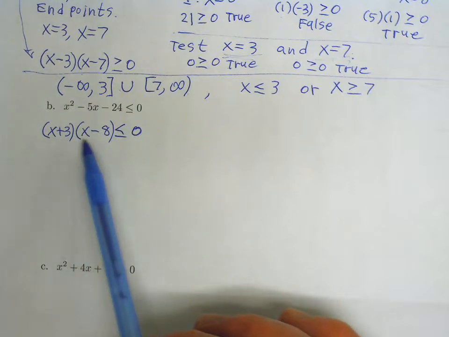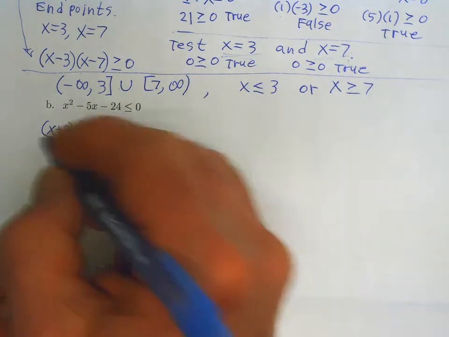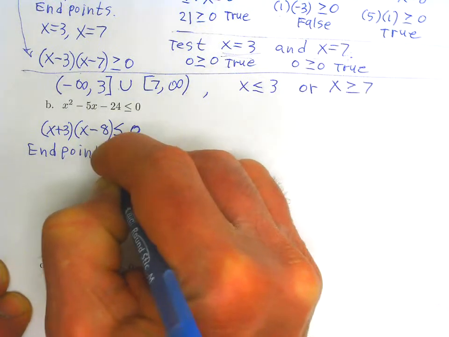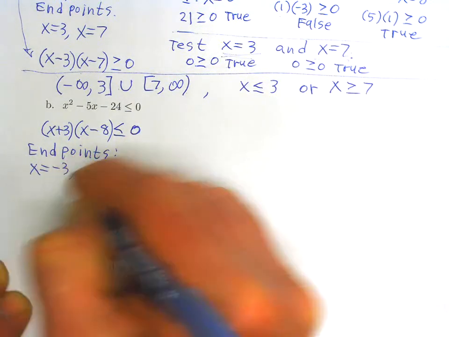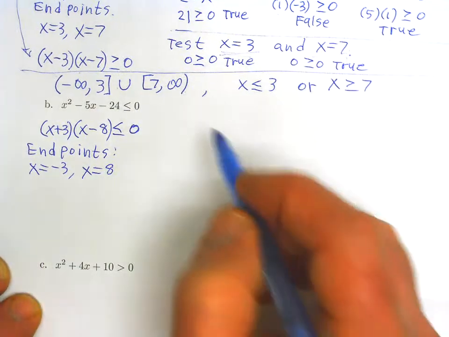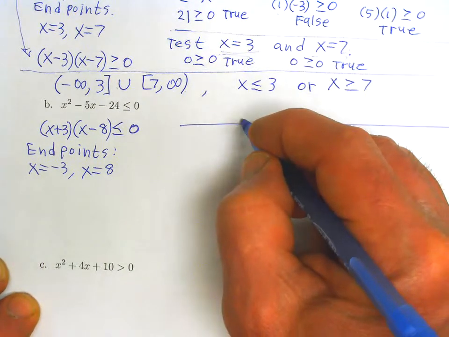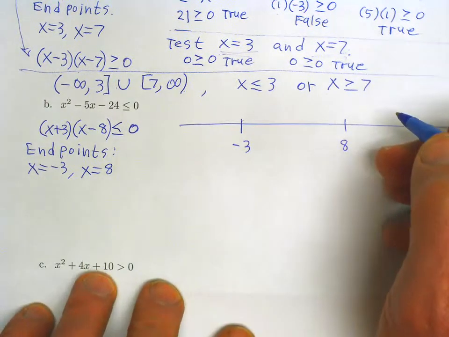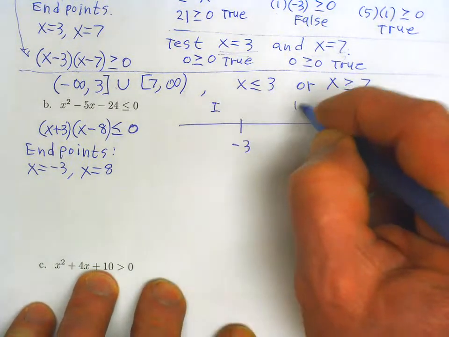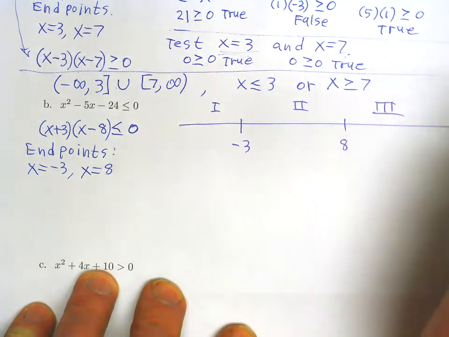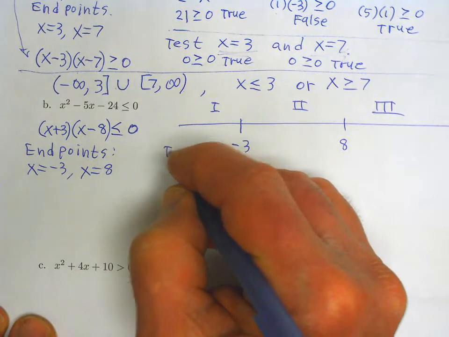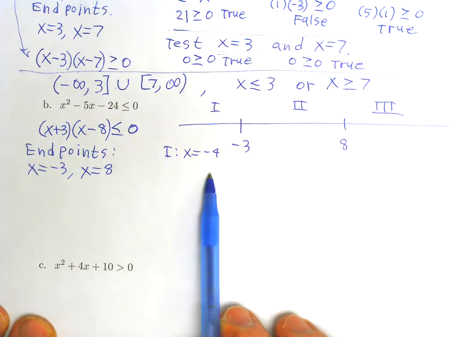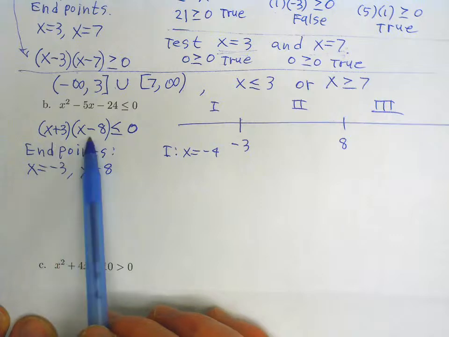And we can use the factors to find the endpoints. So I'll just be a little bit more explicit. The endpoints are x equals negative 3 and x equals 8. So we'll get started. Plot the numbers negative 3 and 8. Those two numbers divide the number line into 3 separate intervals. So in the interval on the left, I'll pick x to be negative 4. And I'm going to use the factored form of the inequality.